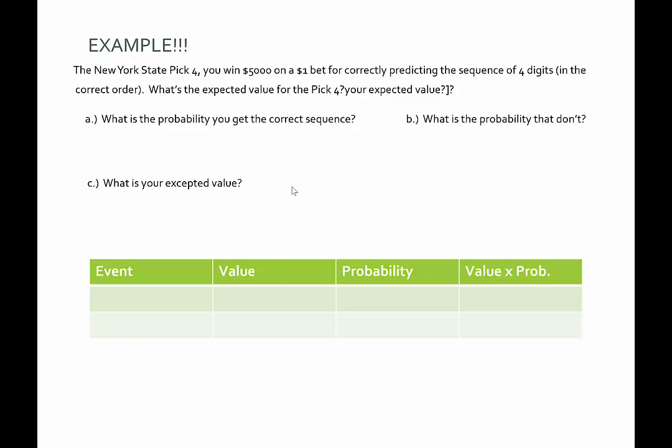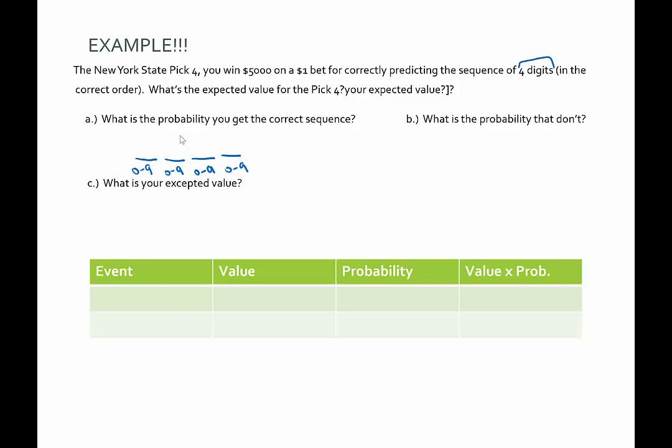Okay. So let's start with just figuring out what the probability is. What's the probability you get the correct sequence? This is a Pick 4. I believe that it's the 10 digits. So it could be any digit 0 through 9 for each of these 4, right? Because a digit is 0 through 9. So the first number, second number, third number, fourth number, this could be 0 through 9. This could be 0 through 9. This could be 0 through 9. And this could be 0 through 9.